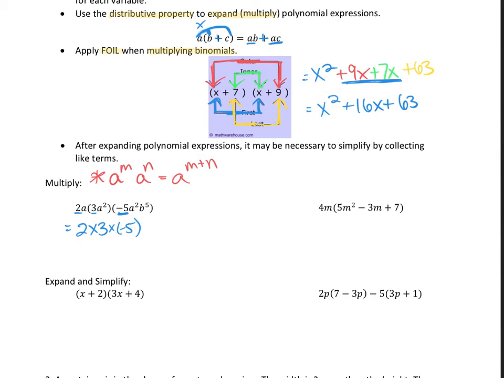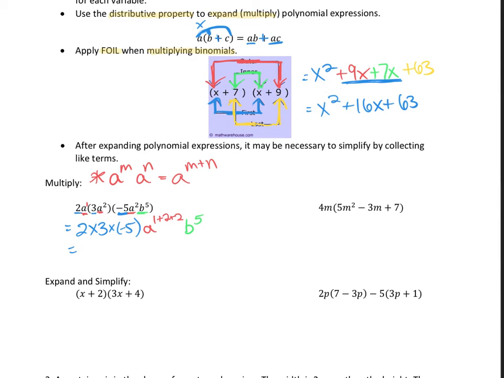For our a terms, when we multiply these together, we're going to keep the base the same, and we're going to add the exponents for our new exponents. So we have an exponent of 1 plus 2 plus 2. And then we have to look and see, what are we multiplying b with? B doesn't have any other b variables in this expression, so we just leave that alone.